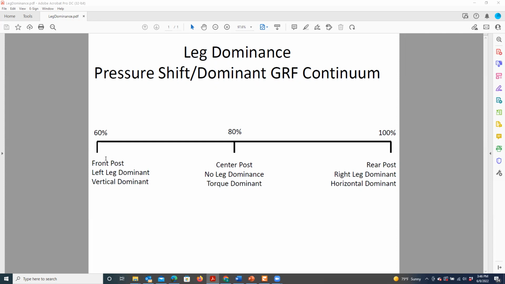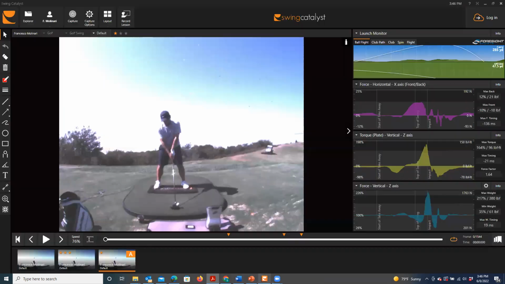And I'll show you a little use case from a couple of years ago when I worked with major champion Francesco Molinari. So this is one of the first swings that Francesco took that particular day. You can see it carried 285 and was 47 yards offline. So it's kind of a block cut way out to the right.